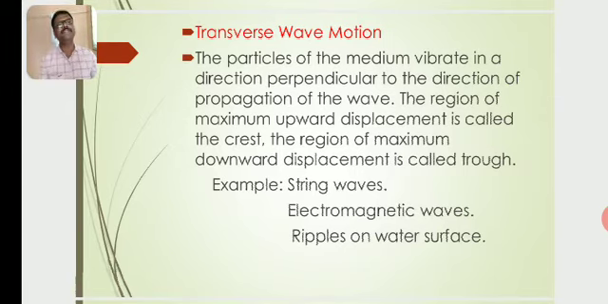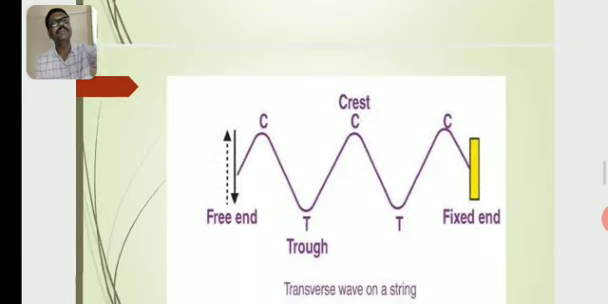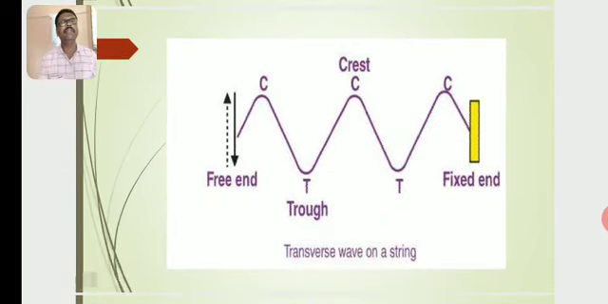Then ripples on water surface, where the water particles are vibrating perpendicular to the direction of propagation of disturbance, or the direction of propagation of energy. So that is the definition of transverse wave motion. Now the examples for transverse waves: you see the waves along a stretched string.